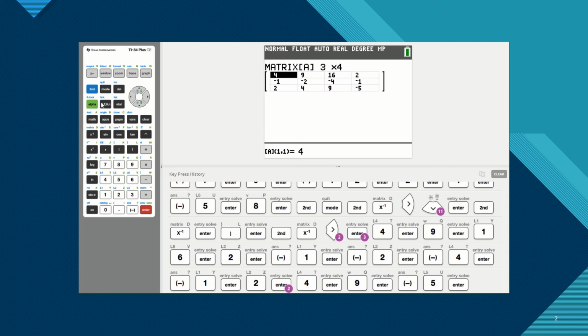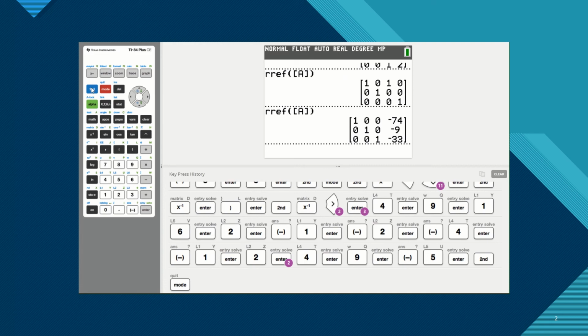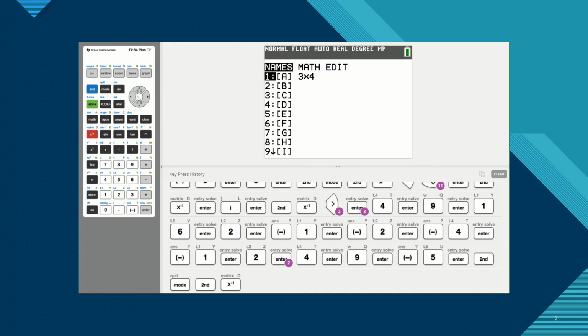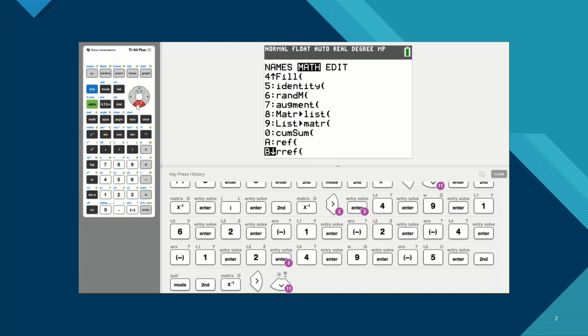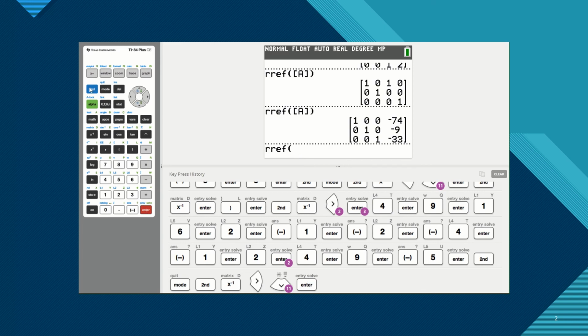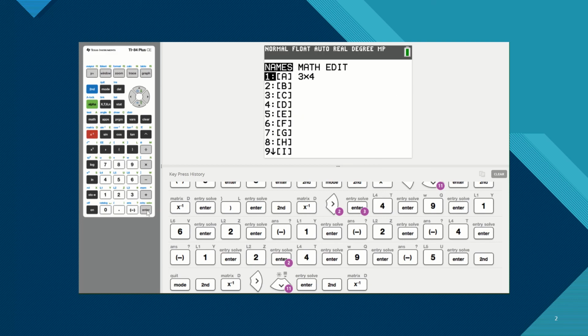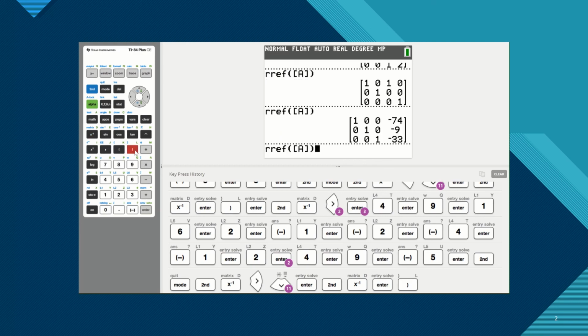I'm going to hit second quit. Then I'm going back into matrix. This time I'm going into the math column. I'm going to scroll down to option B. I probably could hit alpha B. But this is the reduced row echelon form. It brings me to the math screen, but I've got to hit second matrix to choose this matrix A, which is my 3 by 4 matrix that I've entered. I hit enter. I need to close my parentheses, hit enter again, and there's my solution.